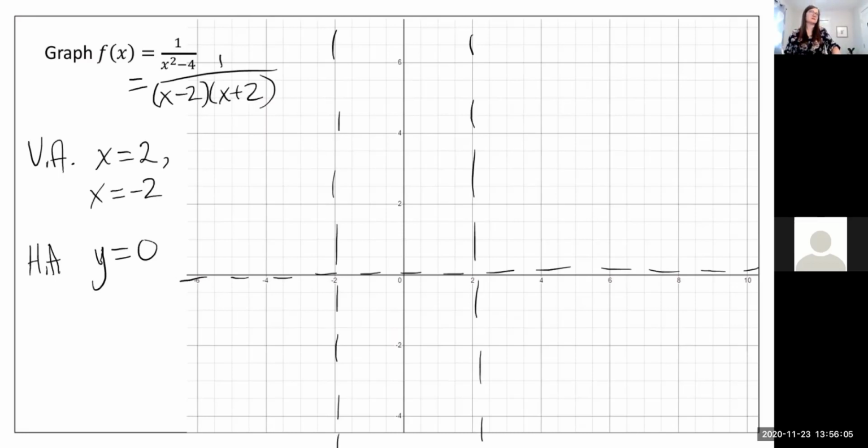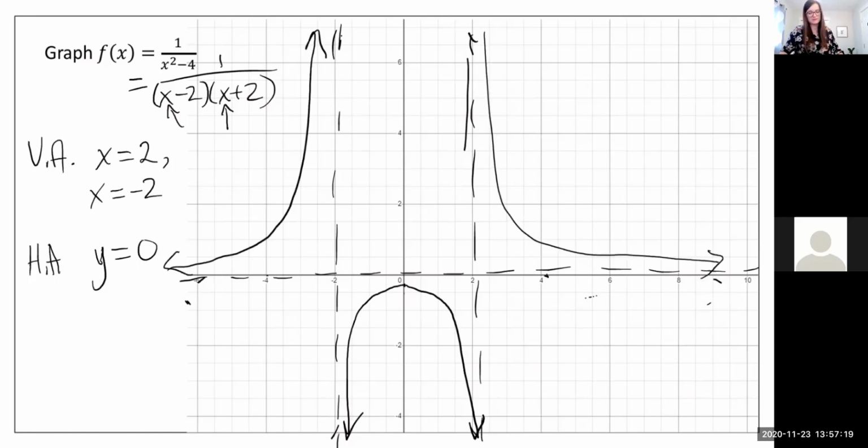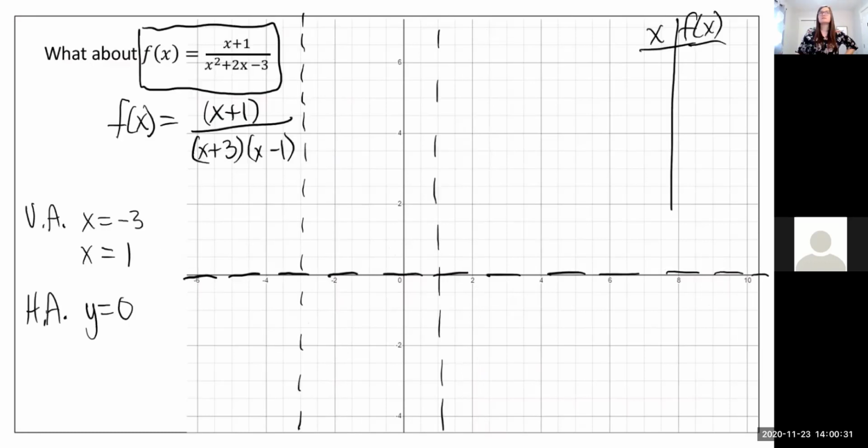Now I just have to find some points. So it'll probably be like that. And then you could plug in what happens at -4 and what happens at 4. I'm pretty sure these usually go opposite, but again, maybe plug in some numbers and check. But let's go to some ones where it's different. So let's just take a look at this one.